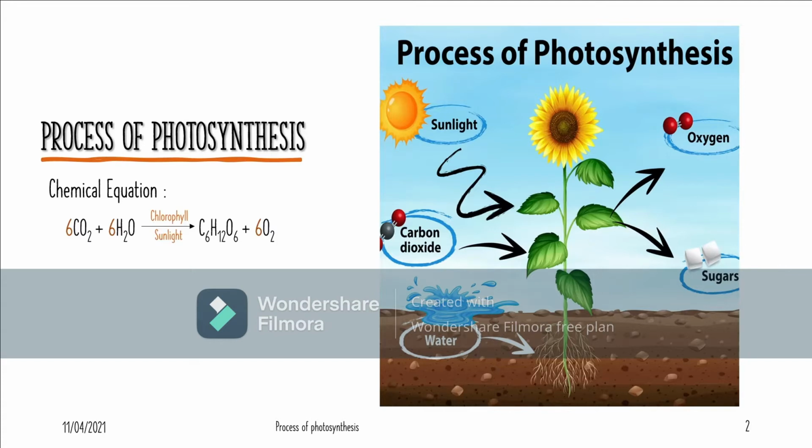6 molecules of carbon dioxide plus 6 molecules of water will form 1 molecule of glucose and 6 molecules of oxygen, and photosynthesis requires chlorophyll and sunlight. Photosynthesis occurs in 2 stages, that is, the light-dependent reaction and the light-independent reaction.